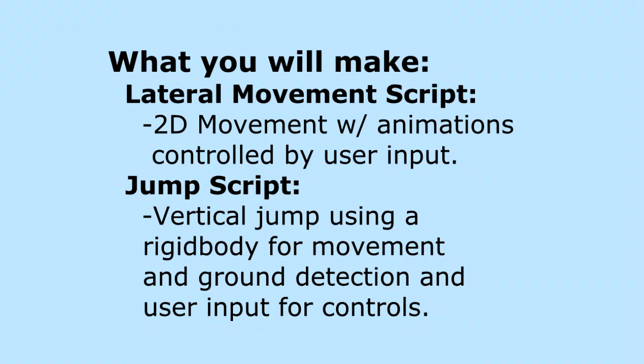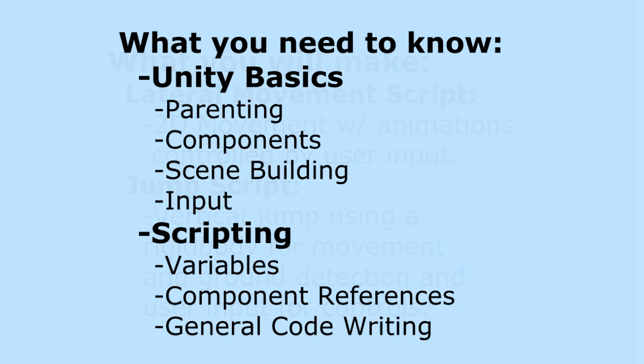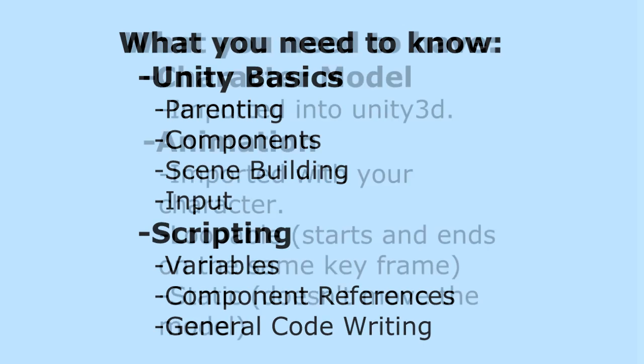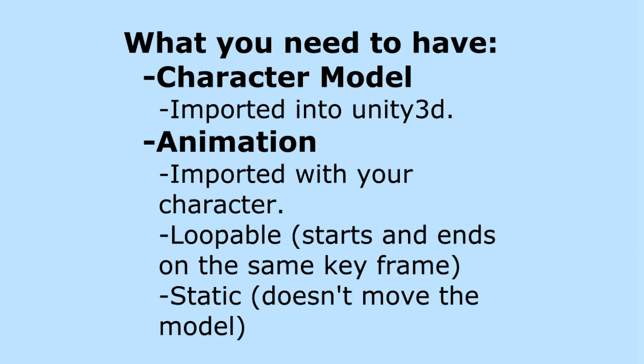I assume for this tutorial that you know the basics of Unity and scripting, and that you have a character imported into Unity with a loopable move animation. Because the character will be moved through scripts and rigid bodies, this animation should not change the character's position.